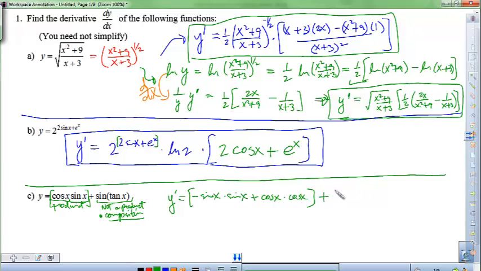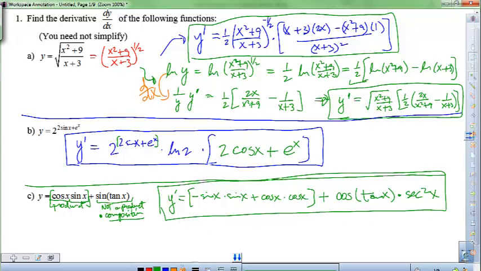Plus, now remember that this is a composition. This is a function within a function. So the outer function is a sine function. The derivative of sine is cosine, and then we keep that same function inside times the derivative of the inside, and the derivative of tangent is secant squared of x. So this would be your final answer.